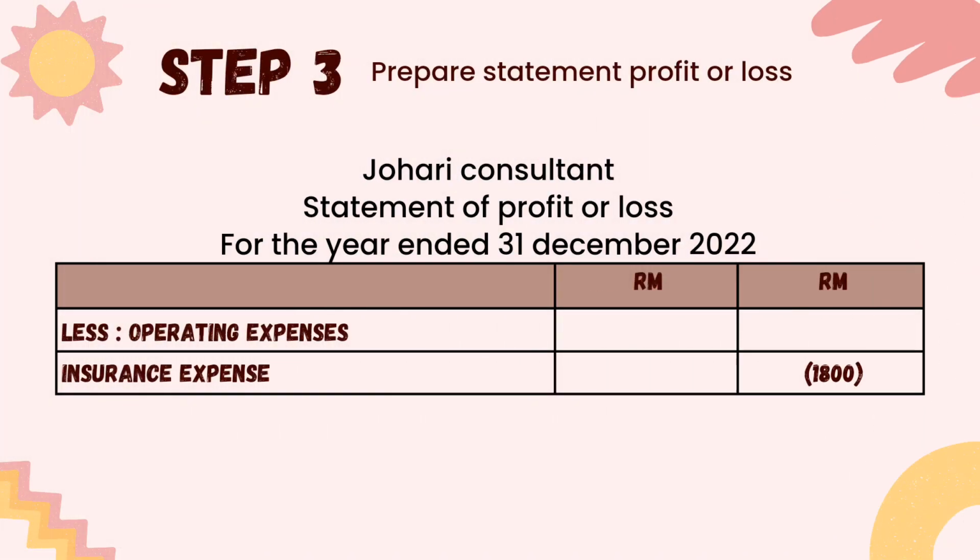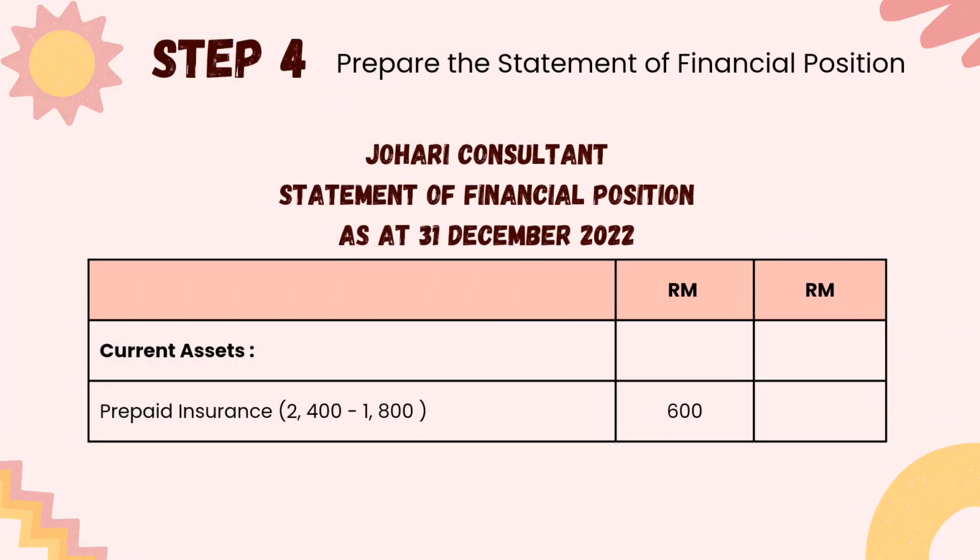So the third step is preparing the statement of profit or loss. In this statement, we need to record insurance expense amounting 1,800 on the debit side under the operating expenses. Remember, in this statement, we need to record the actual amount incurred. The last step is we need to prepare the statement of financial position. In this statement, we need to record prepaid insurance amounting 600 on the debit side under the current assets.